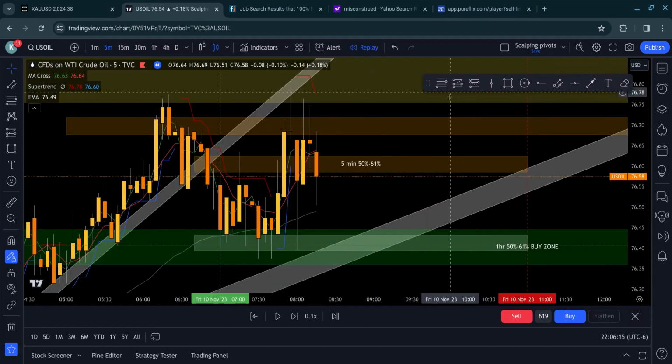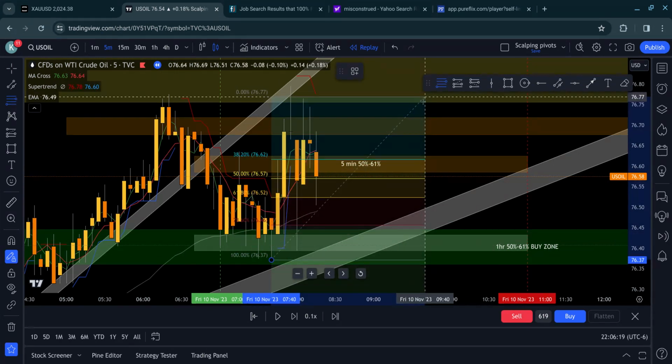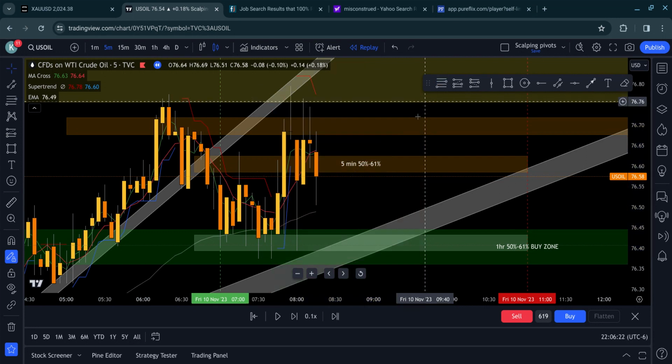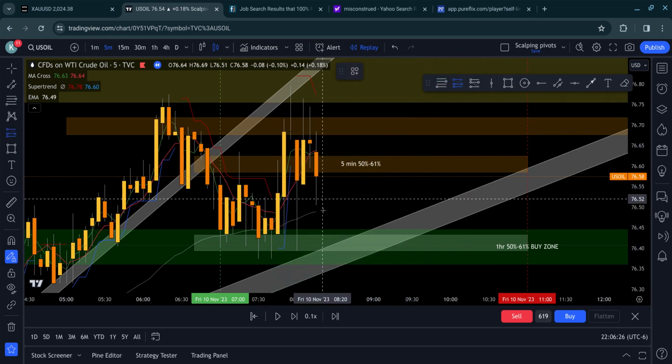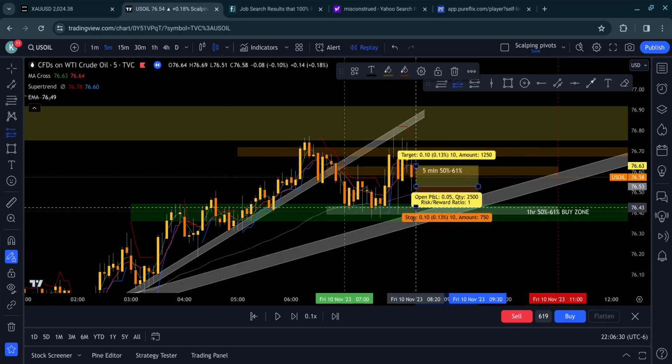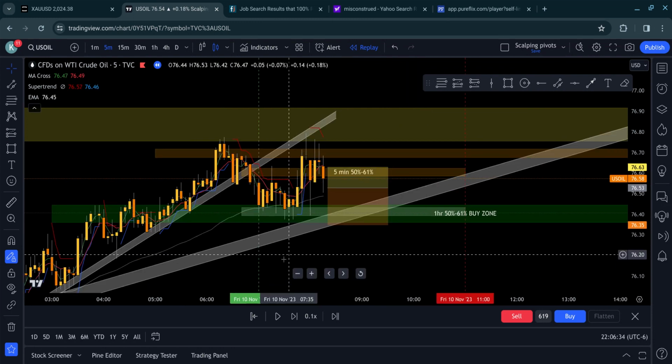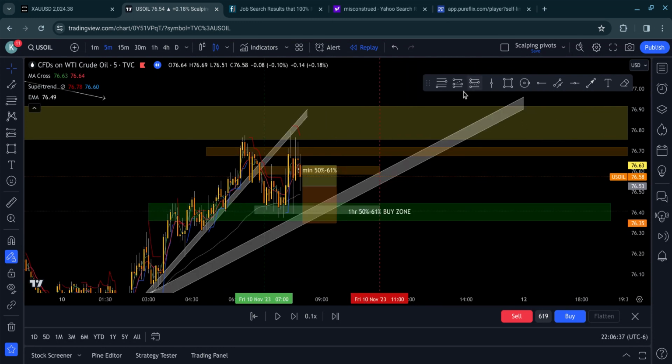So let me see on a 5 minute if I can get a pullback into the zone where it's at right now. I might be looking for buys, right? Or potentially into that lower zone. So here, we're looking at a potential buy from that zone.